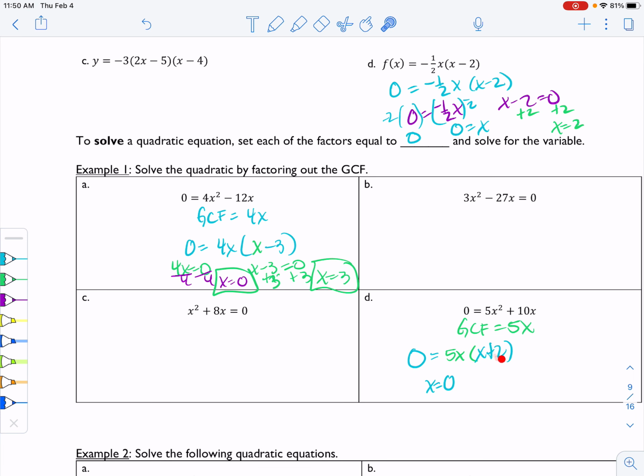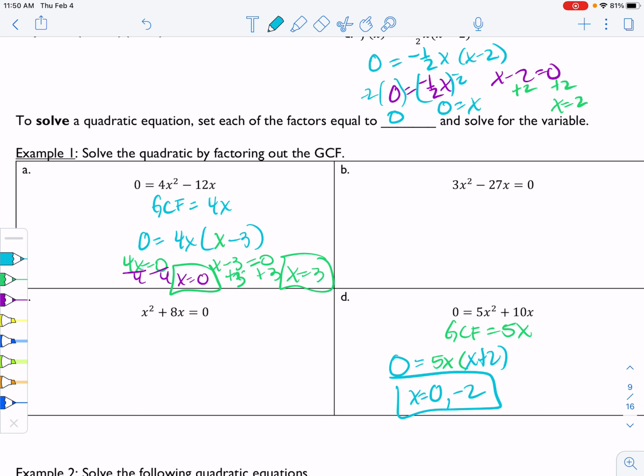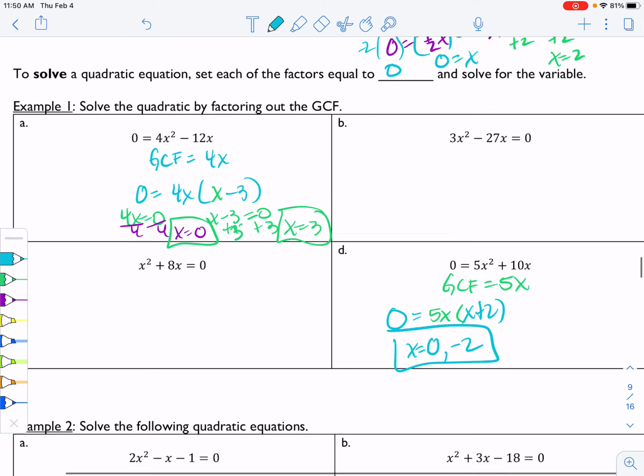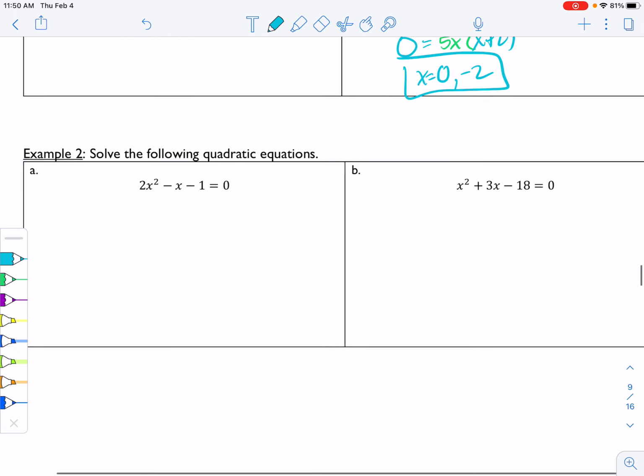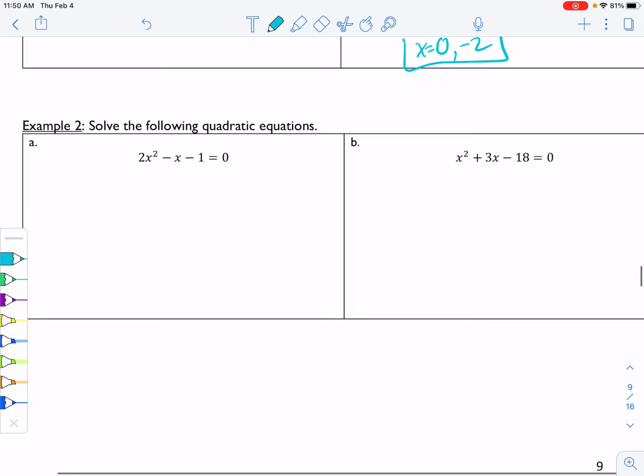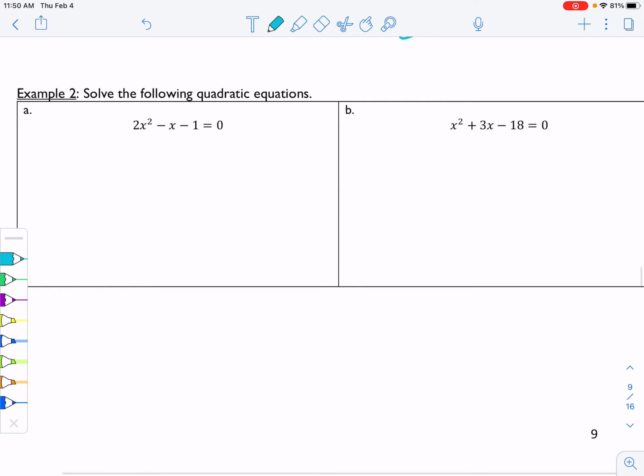Here, we change the sign, so -2, divide by the 1, which is -2. So those are my solutions, or my roots, my x-intercepts, or zeros. Okay? So now let's try some that's just our normal kind of factoring, where it's not already factored for us.